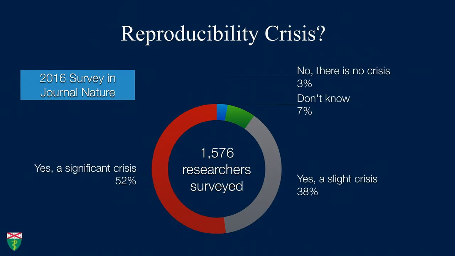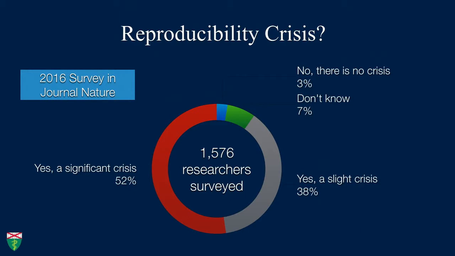There was a pretty prominent survey done in the journal Nature, where they surveyed almost 1,600 researchers across a wide spectrum. There were people in physics and bioinformatics and a lot of other fields. They basically asked them, do you think there's a reproducibility crisis? There was some overlap with replicability in that question, but over 52% said yes, and then an additional 38% said yes, there's a slight crisis. So only 10% of people even thought that, no, there's not a problem.